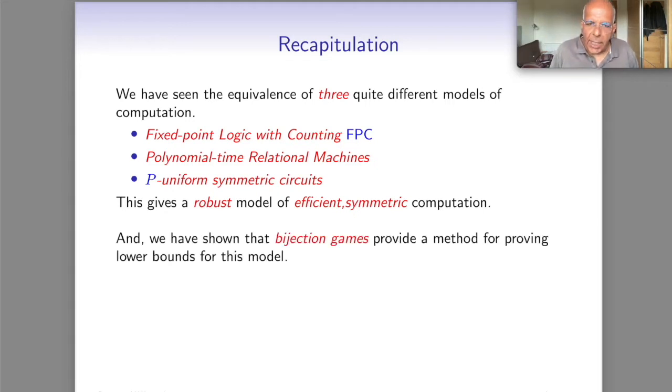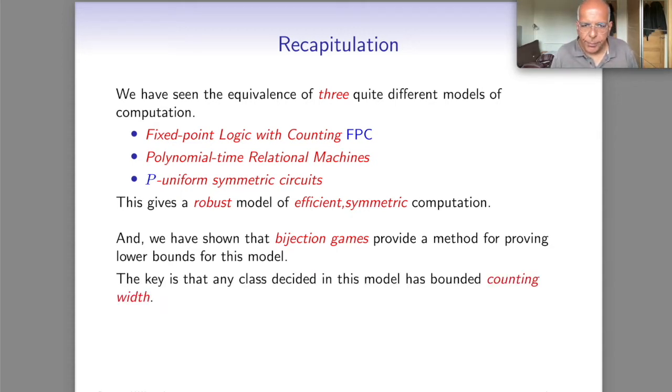We've also seen that bijection games provide a method for proving lower bounds for this model. Okay, so we have a means of showing undefinability or inexpressibility or lower bounds. The kind of best way of phrasing this depends upon which of the models you're looking at, but bijection games provide a method for proving such lower bounds. And the key is that any class decided in this model has bounded counting width. In other words, it is characterized by a bound on, if you will, the number of variables in counting logic, or the Weisfeiler-Leman dimension. There are many different characterizations of this, but that's the key.